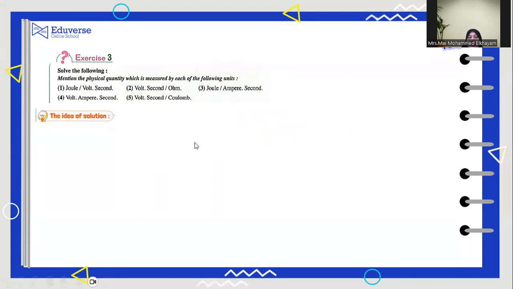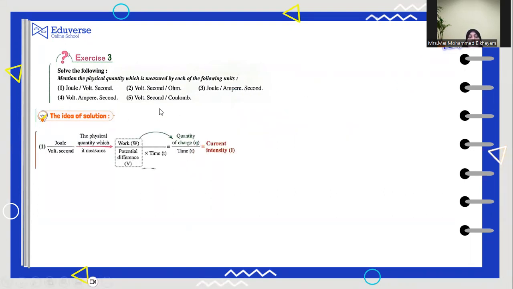Okay, so that is the first one. The second one: volt multiplied by second divided by ohm.